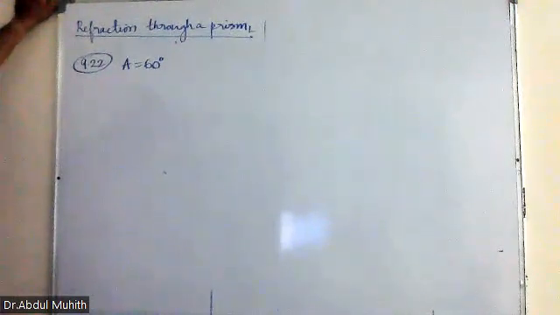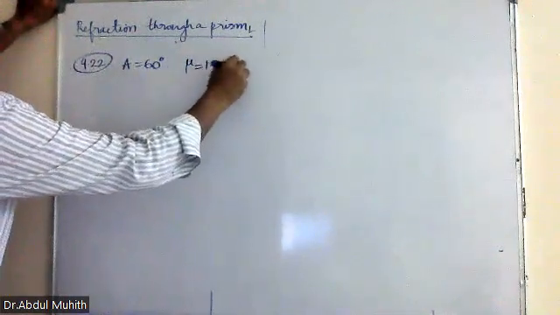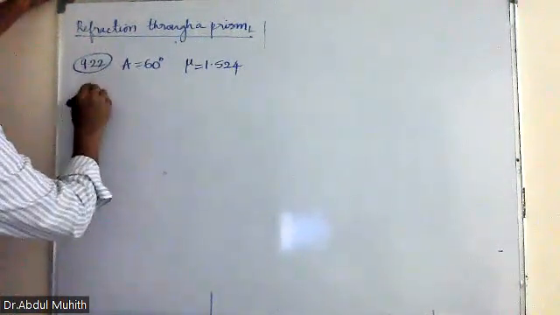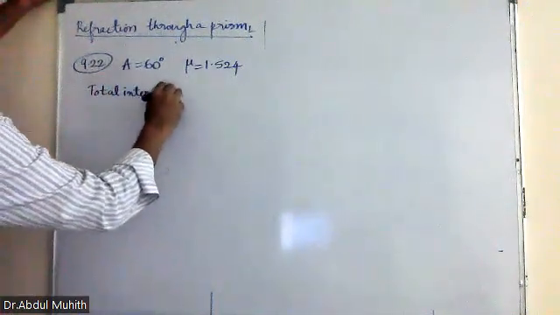1.524. Okay. The refractive index of the prism is 1.524. So we have the formula. What is the meaning here? It suffers total internal reflection. So we'll just discuss total internal reflection.